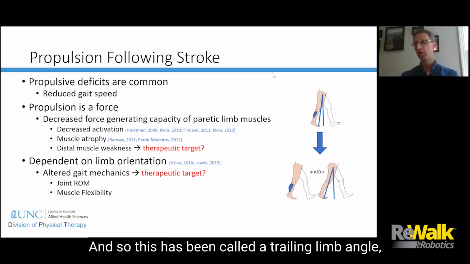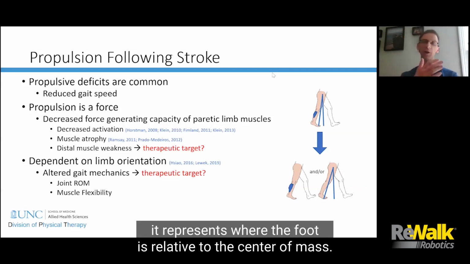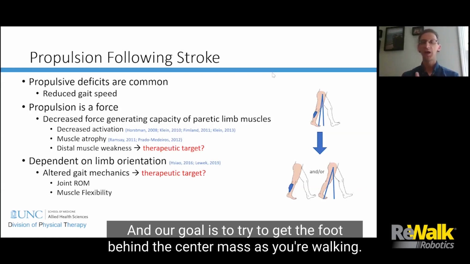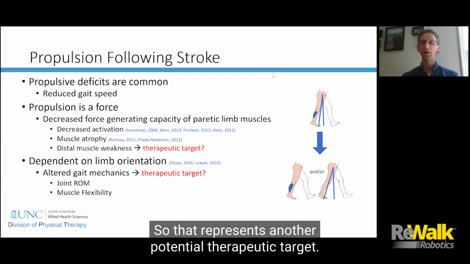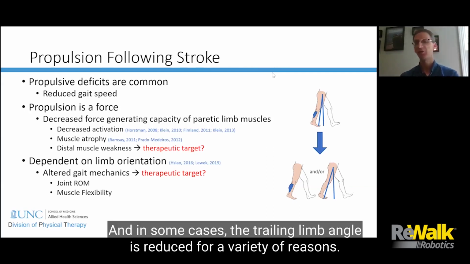And so this has been called the trailing limb angle. It represents where the foot is relative to the center of mass. And our goal is to try to get the foot behind the center of mass as you're walking. And so that represents another potential therapeutic target. And in some cases, the trailing limb angle is reduced for a variety of reasons.